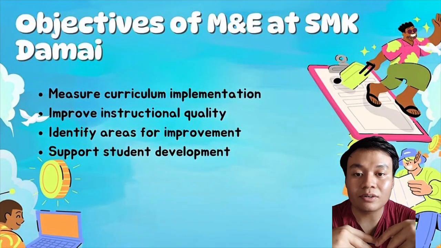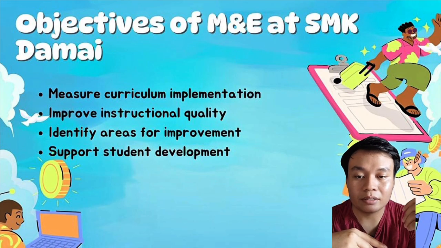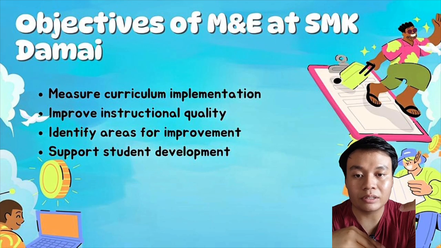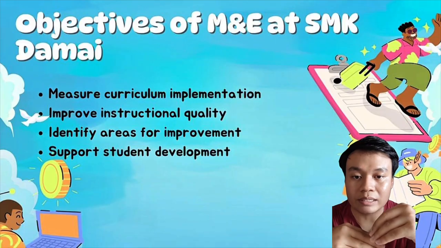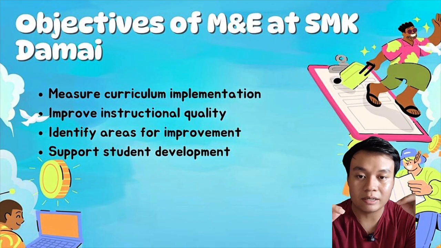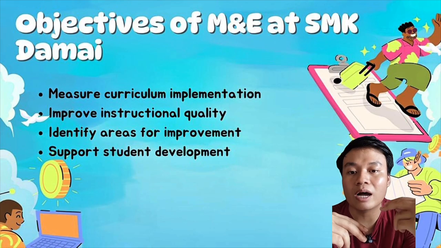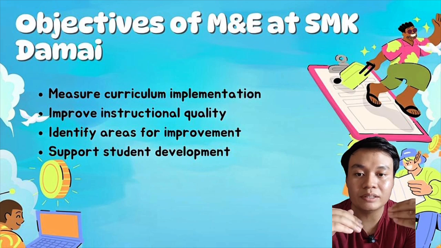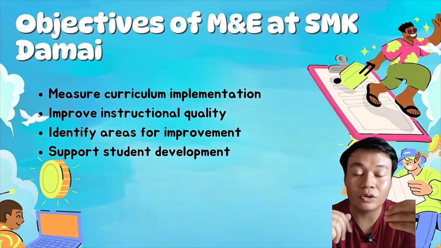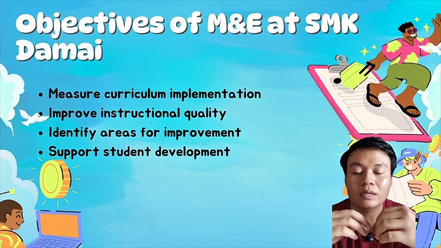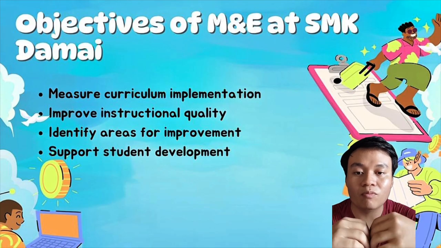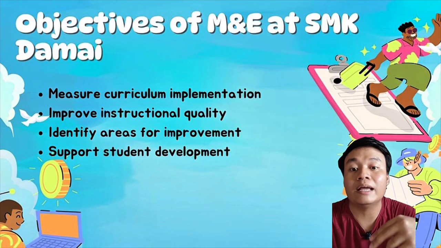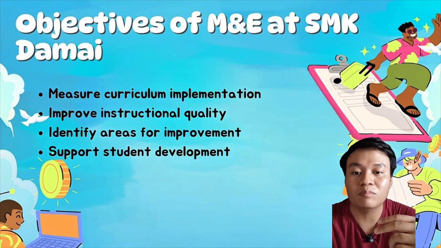Therefore, the objectives of M&E for SMK Damai are, first, to measure the curriculum implementation, where M&E needs to be included inside the curriculum and the teachers' lesson plans. Second, to improve the instructional quality and see what role it plays during teaching. Third, to identify areas for improvement, where the teacher states the room for student improvement. And finally, to support student development, where the teacher also needs to engage the students to keep improving themselves.